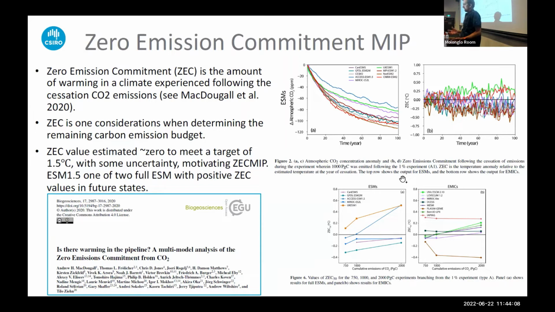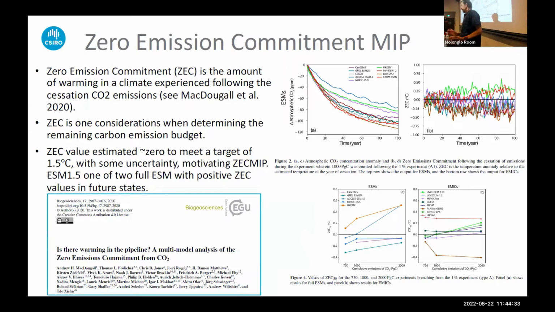The ZEC is quantified by working out what the temperature is from the branch point, and is it a positive ZEC or is it a negative ZEC? And it's typically quantified after 50 years or maybe 100 years. The panel down the bottom here is a summary of ZECs after 50 years of the experiments that were done after different branching points.